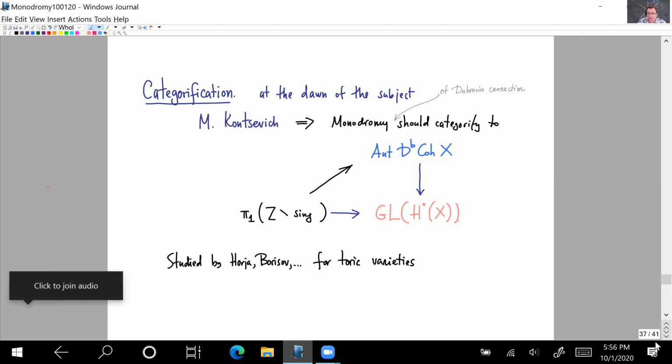And so now we come to categorification, and this is in the situation with quantum differential equations of the braiding connection. At the dawn of the subject, Maxim Kontsevich said that the monodromy of the quantum connection should in fact lift. So you should not think of the connection as on a bundle where the fiber is the cohomology of your variety. Instead of asking for automorphisms of the cohomology, in fact, you should be thinking about automorphisms of the whole derived category. And there's been work on this. People like Iritani and Borisov have shown that this is the case, for example, for toric varieties.